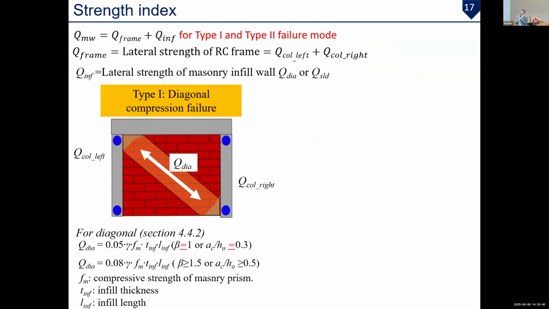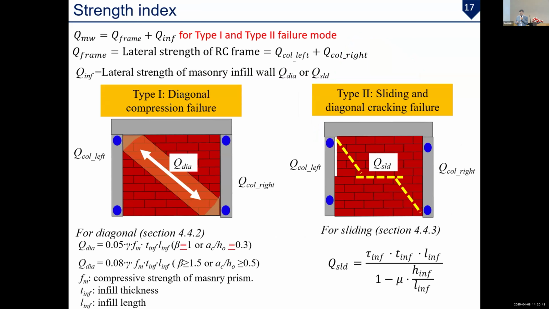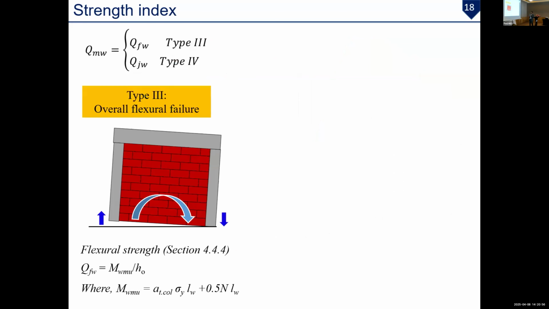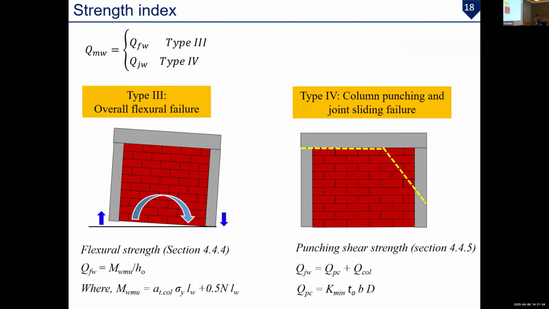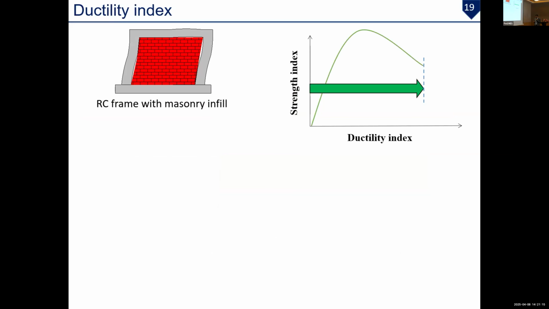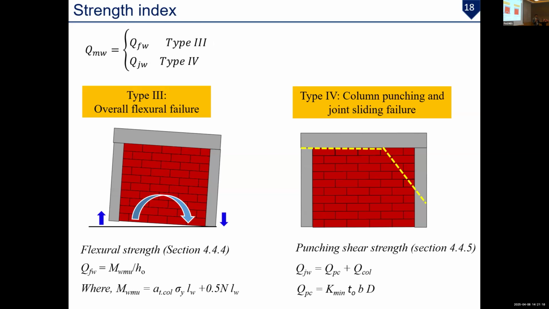And this is the type 1, type 2 failure mode. We developed those equations. For diagonal cracking, we have to calculate Q, and for sliding, we calculate Q sliding using these equations. Another one is overall flexure, which is like the RC column, M divided by H. And also the punching shear strength for column punching and joint sliding failure mode. So this is how we calculate the strength index of these four types of failure mode.